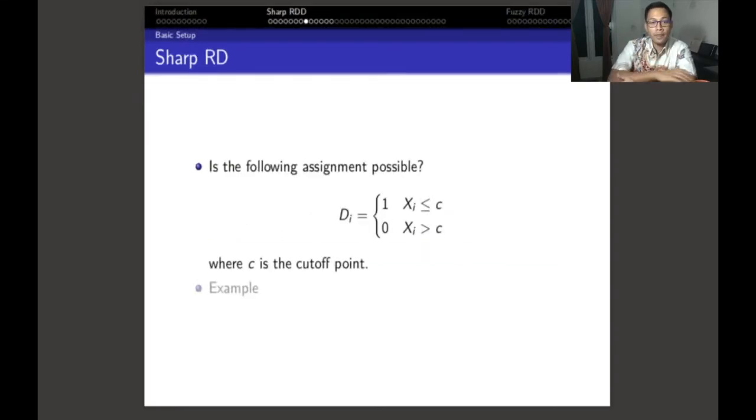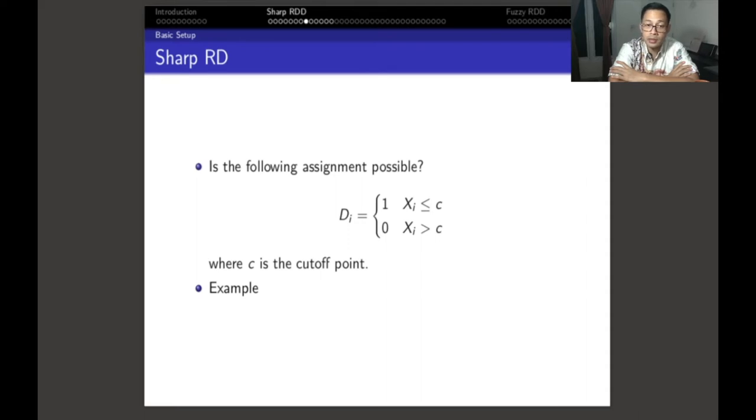Okay, so in the previous example, you saw a case where you obtain the treatment if the value of the running variable is below or equal to the cutoff, and zero otherwise. Now, is this assignment possible? The answer is yes. One of the exercises that we're going to do today involves a treatment that is given to students who score below a threshold. There is a tutorial treatment for those who did not receive a relatively satisfactory grade, and those who got a relatively satisfactory grade did not go into the tutorial treatment.